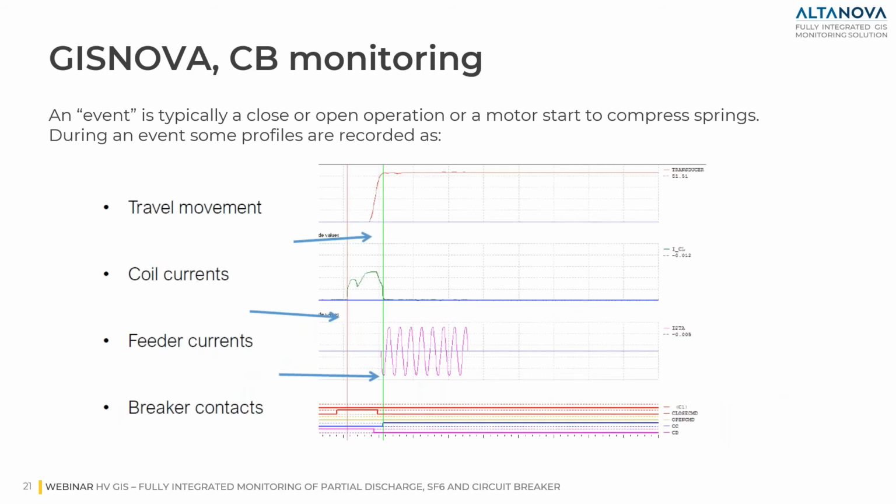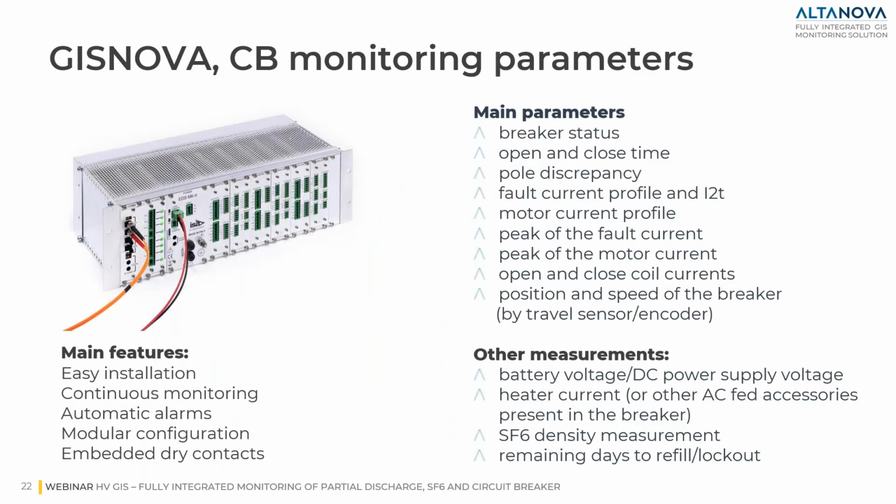In this slide, you can see other types of profiles that can be acquired and analyzed by the system, for example the travel movement profile. And during an event, typically a close or an open operation, an entire set of these waveforms is acquired and analyzed in order to identify issues or values in general outside the OEM's recommendation. And in this case, the system is capable of calculating and raising an alarm or several alarms.